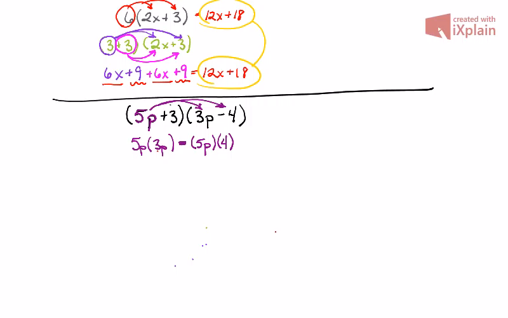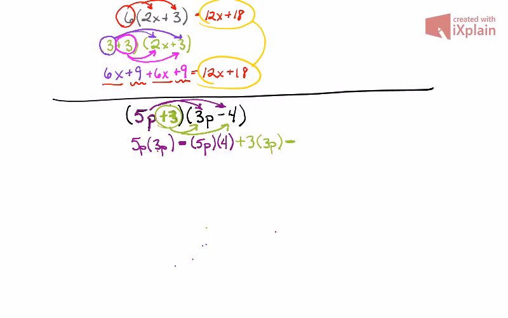So now I'm going to go ahead and focus my attention on this positive 3 here. The first thing I'm going to do is multiply the 3 times the 3p, so it's a positive times a positive, so I know that the sign will be positive. And then I will have 3 times 3p. Then I will also do a positive 3 times a negative 4, which will give me a negative answer. And then that negative answer will be 3 times 4.